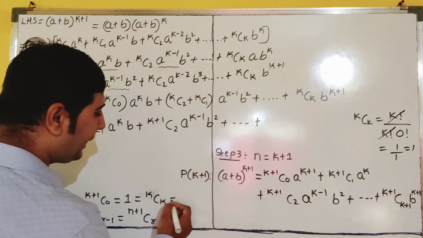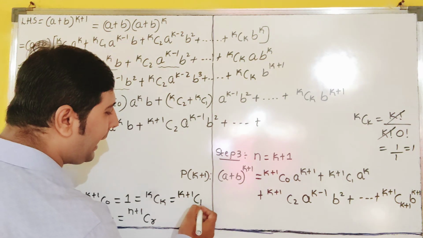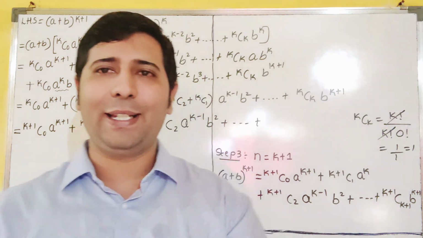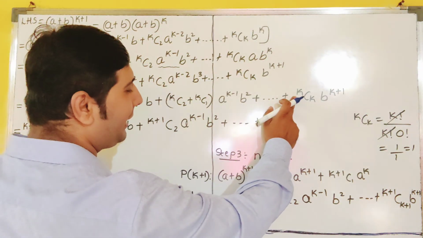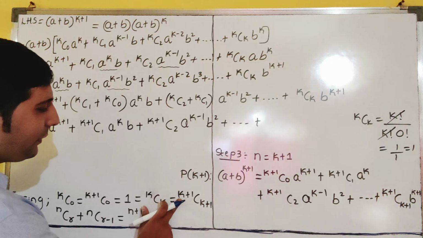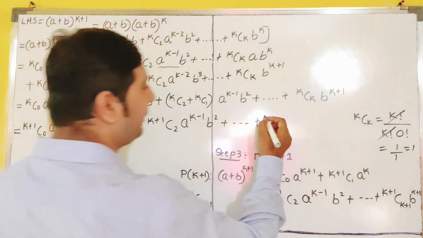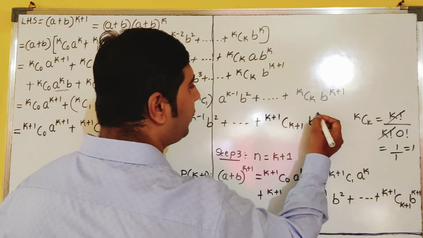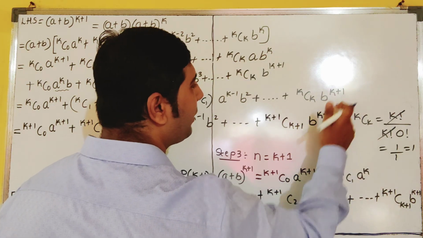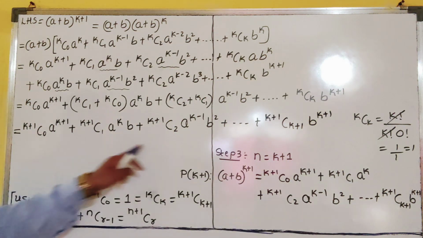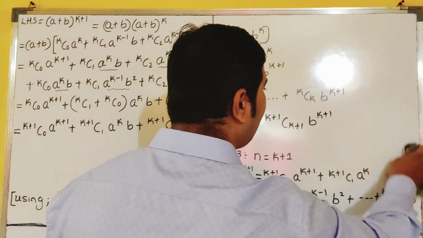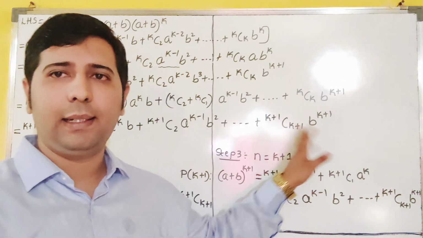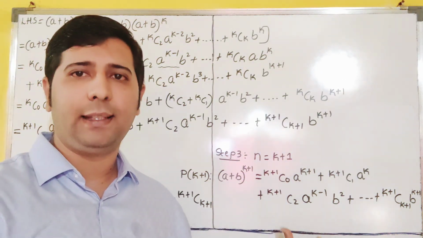KCK is also 1 only. And K plus 1 C K plus 1, again this value is also 1 only, dear students. So KCK I can write as K plus 1 C K plus 1 into b raised to k plus 1. I hope you see how I have written this equation, each and everything I have shown, dear students. Clear? Everyone understood how I have written this? You see your RHS, hence proved.